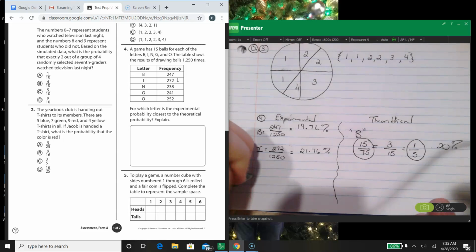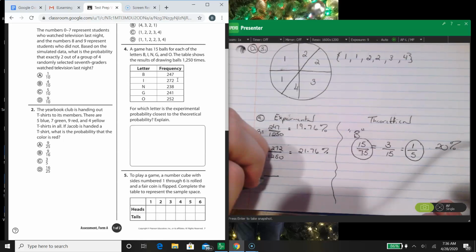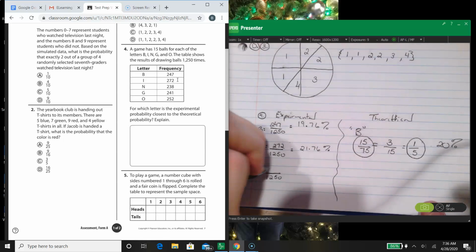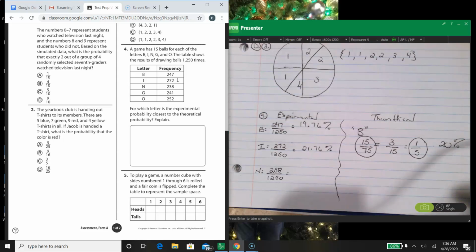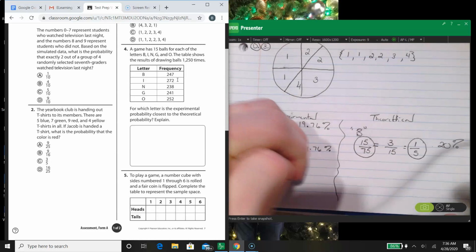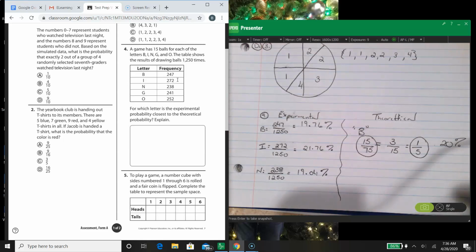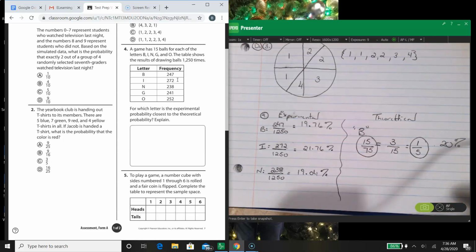Let's work our way to N. Set your fraction up this time. Again, 1,250 on the bottom. How many times was N drawn? N was drawn 238. You divide 238 by 1,250. This time you get 19.04%. And guys, this is why I said don't round. Notice how close B and N are. They're only 0.72 away from one another. It's not even a full percentage. Don't round these.